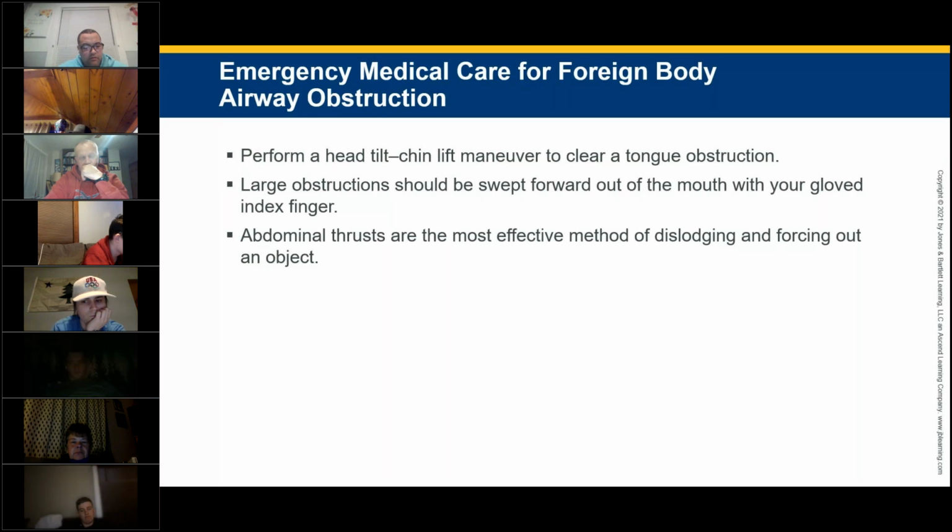Abdominal thrusts, or the Heimlich maneuver, are the most effective way of dislodging and forcing an object out of the airway for a conscious patient. When you're doing these abdominal thrusts, you're using the residual air that's always present in your lungs, and you're compressing it upwards, trying to expel the object. You're going to use those abdominal thrusts until either the object comes out or the patient goes unresponsive.